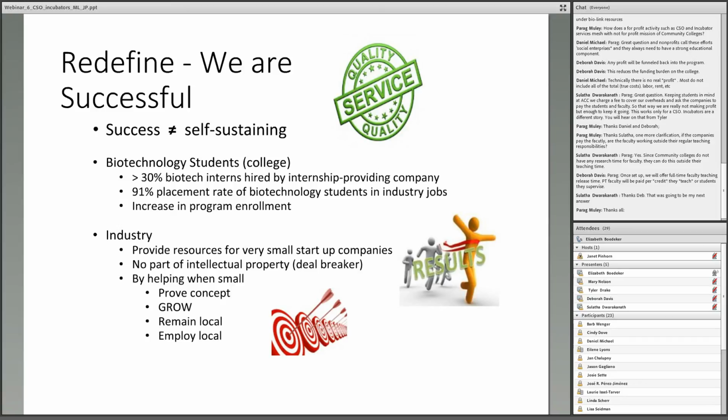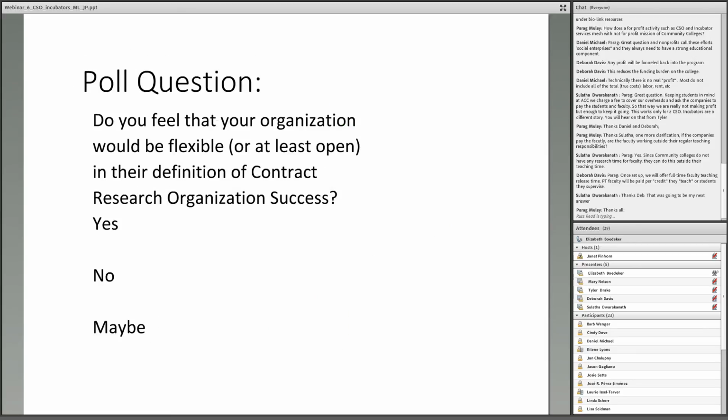So by helping these companies when they're small, we're allowing their access to laboratory space and equipment. We are seeing them prove their proof of concept ideas. They are growing, and in our case, many of those companies are remaining local to the St. Louis region, and they're employing locally by hiring former interns from our program and graduates in the biotech program. So this is working out well for many, many people.